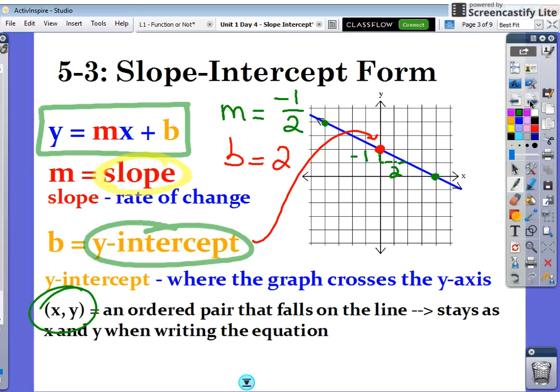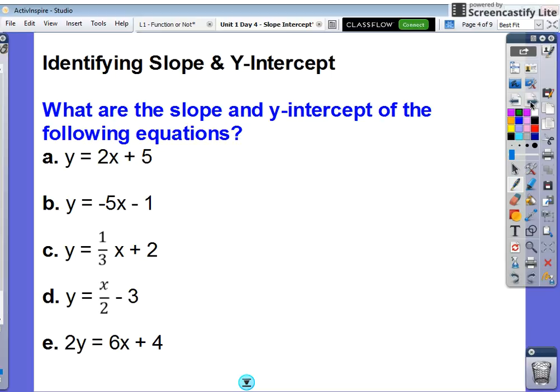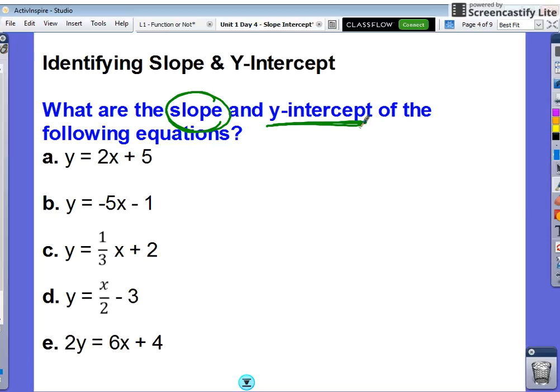What I want you to do for this activity is look at these five questions, A, B, C, D, E, and identify two things. What's the slope of each one and what's the y-intercept of each one? It shouldn't take long. Almost all of them are in a nice, convenient setup. So really quickly, I'll just do a couple of these.